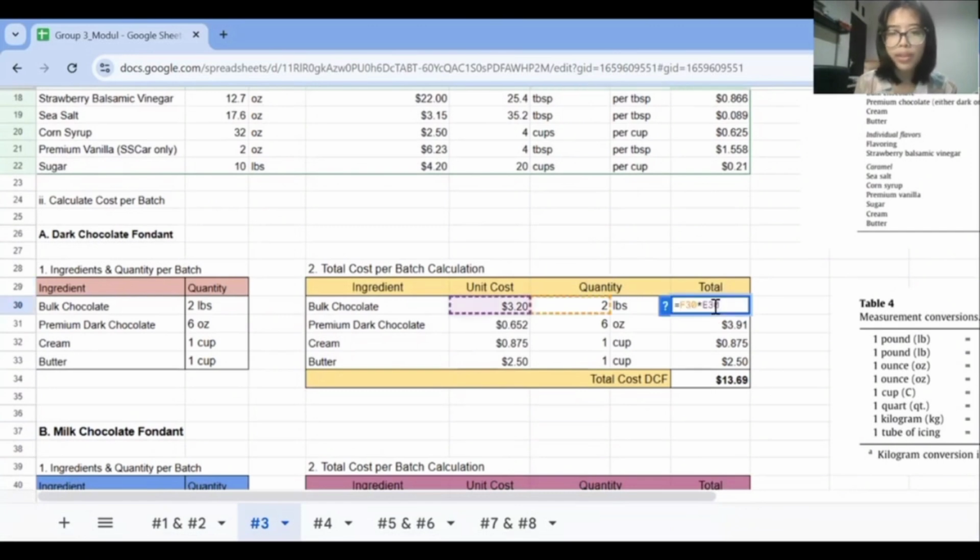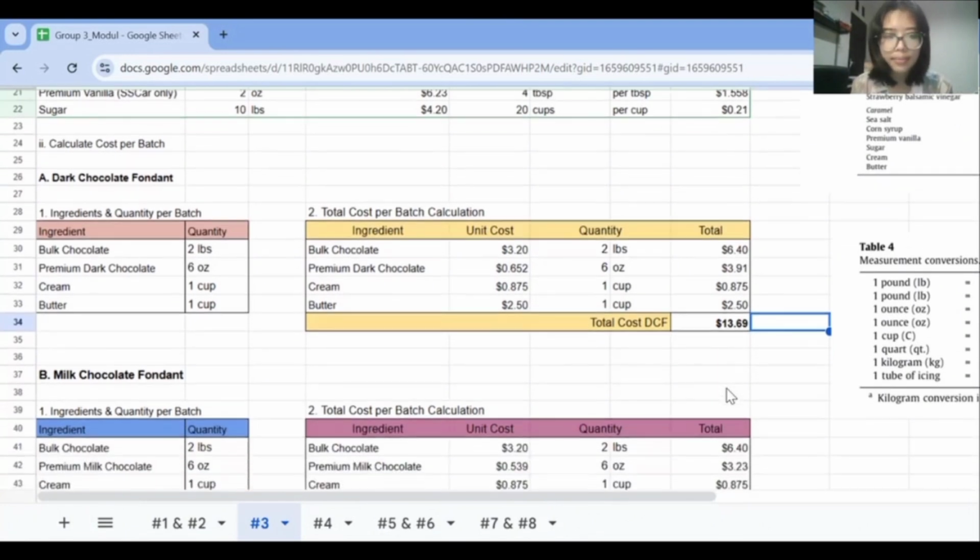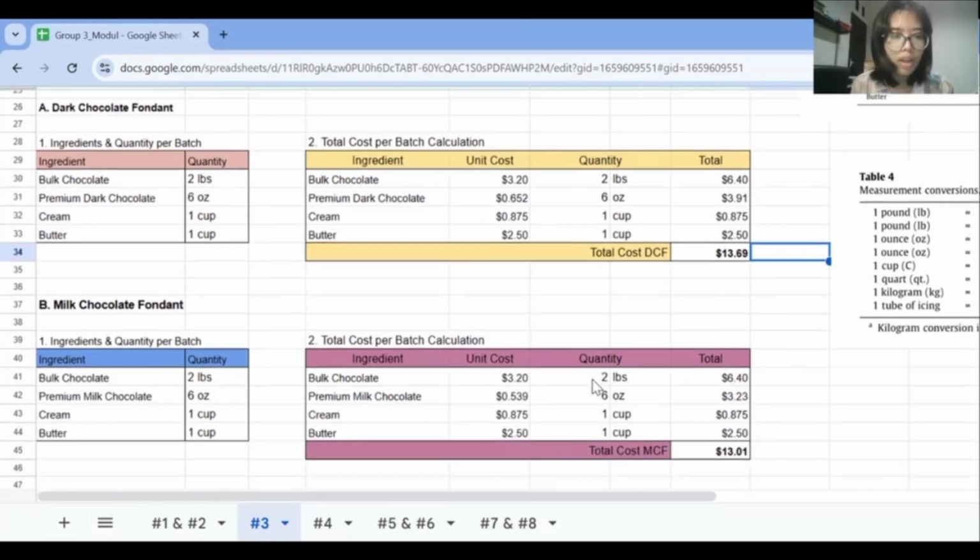How? Here, the unit cost times the quantity, and you will get the total for the bulk chocolate needed for making the dark chocolate fondant. And once you've done this, you can see that we just need to sum it up to know the total cost of the dark chocolate fondant as a whole. Yes, we know that the total cost of dark chocolate fondant is $13.69. Easy, right?